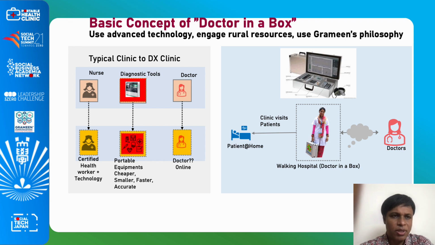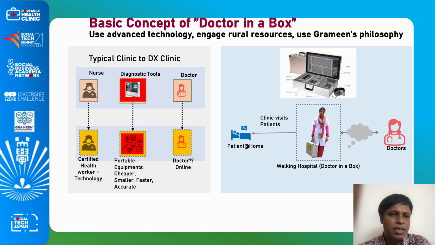Let's compare with the traditional or typical clinic in any country in the world. There are three components, as you see on the left side of the picture. There is a nurse, a set of diagnostic tools, and a doctor. With these three components, you can really build one clinic in any area. But if we do not have a nurse in the rural areas, if we do not have the diagnostic tools, and if you do not have the doctor in the rural area, then the clinics cannot be set up.